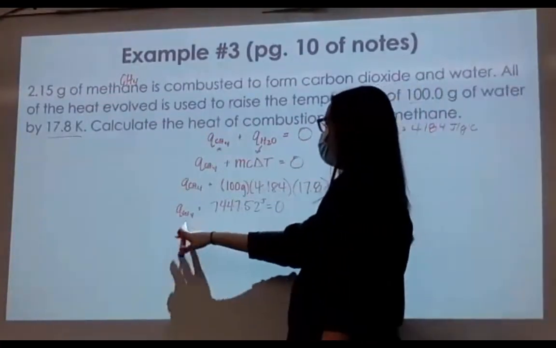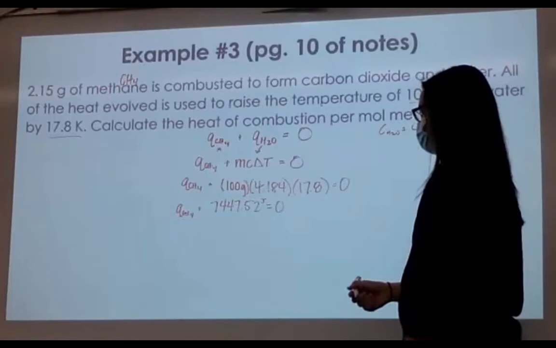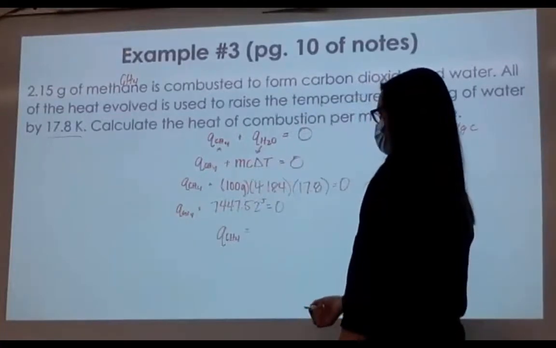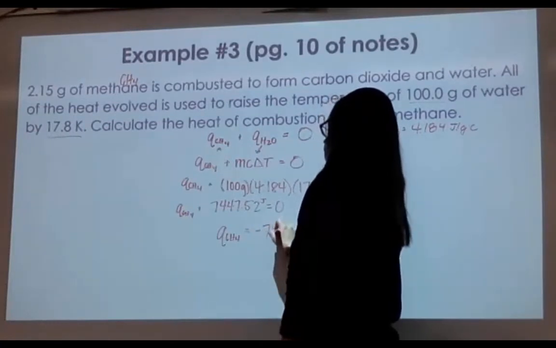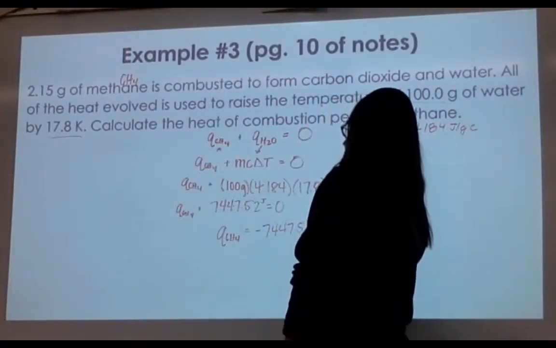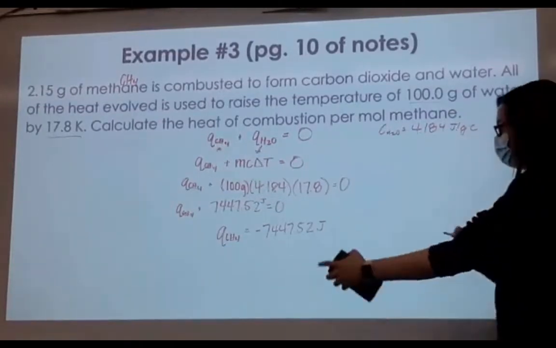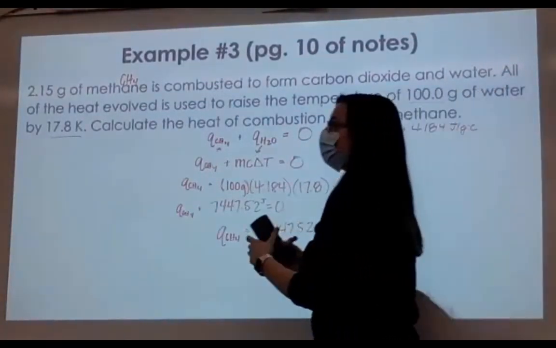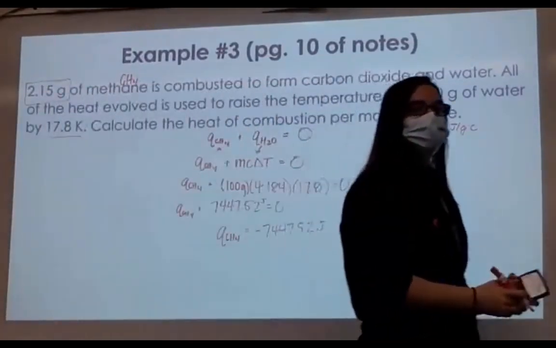Q is always in joules. So what we're doing right now is solving for Q. Now, how do I just get Q of CH4? How do I rearrange the equation? I say Q of CH4 equals, this is just algebra, subtract this to the other side, negative 7447.52 joules. Now, we're not quite done. Q is my amount of heat, in this case released, for a specific amount of substance.